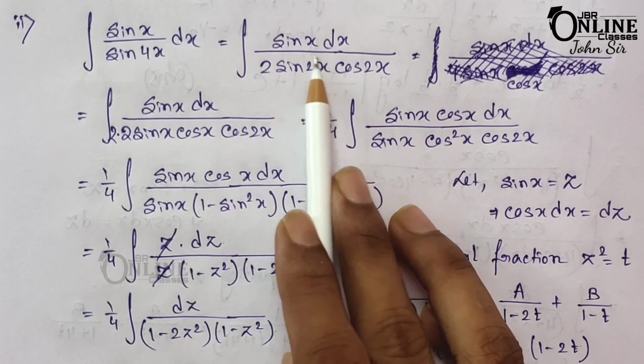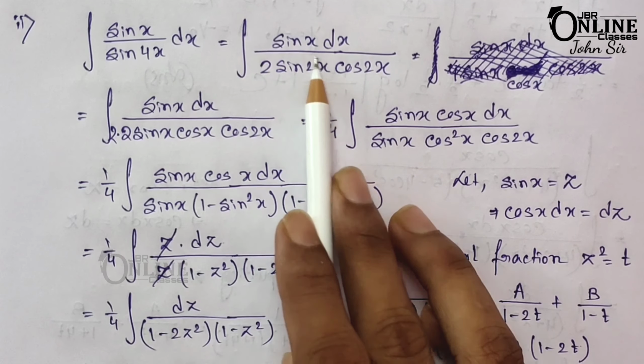Here sin x, and as here sin x cos 2x, so here I multiply cos x up and down. So it will be sin x cos x dx, and here sin x cos square x cos 2x. Okay, clear? So here cos square means 1 minus sin square and cos 2x means 1 minus 2 sin square x. This is the formula, you know that. Okay, so now first let sin x equal to z, then cos x dx equal to dz. Okay, so here 1 by 4 z dz by z (1 minus z square)(1 minus 2 z square).